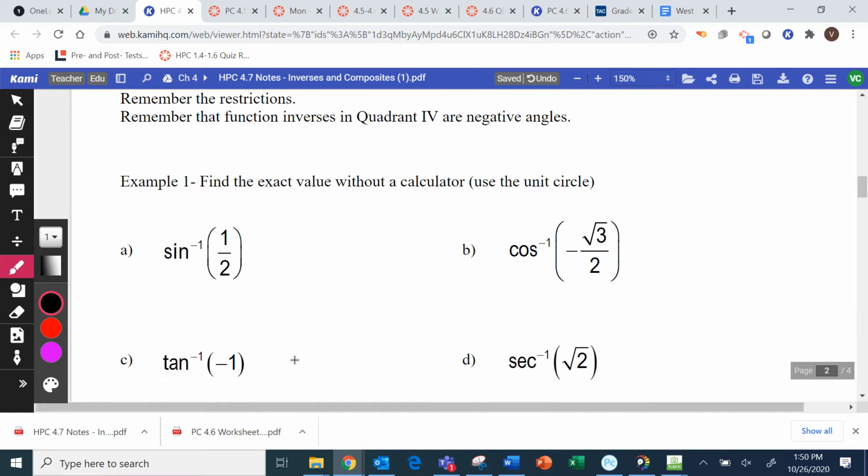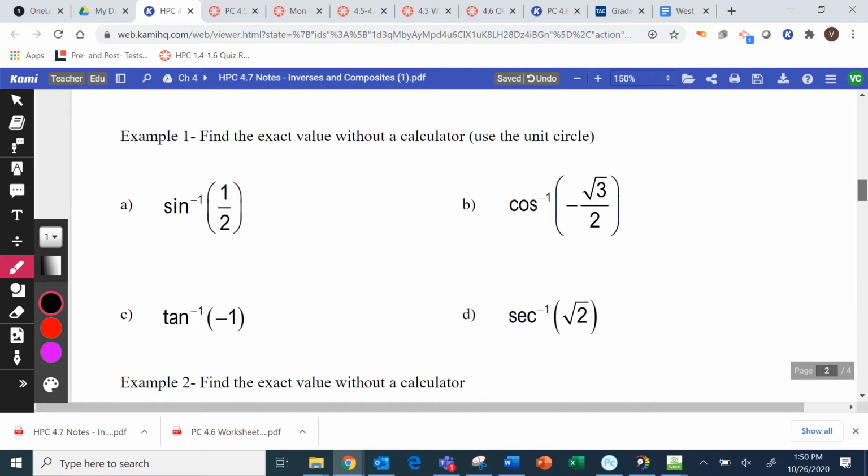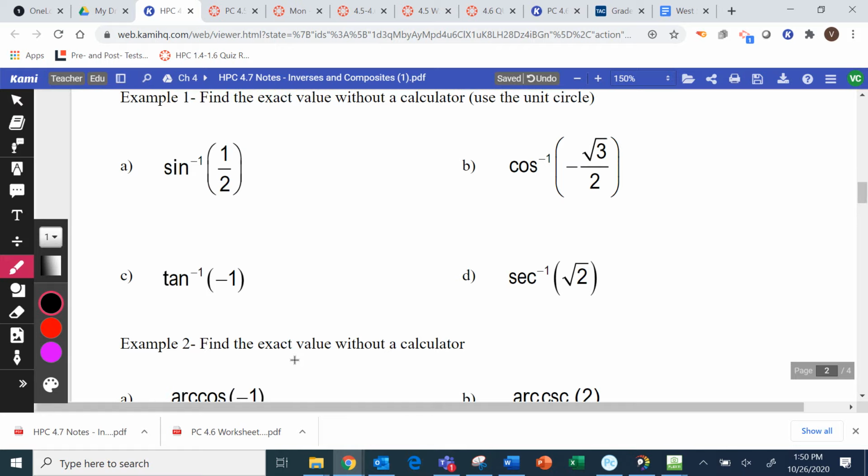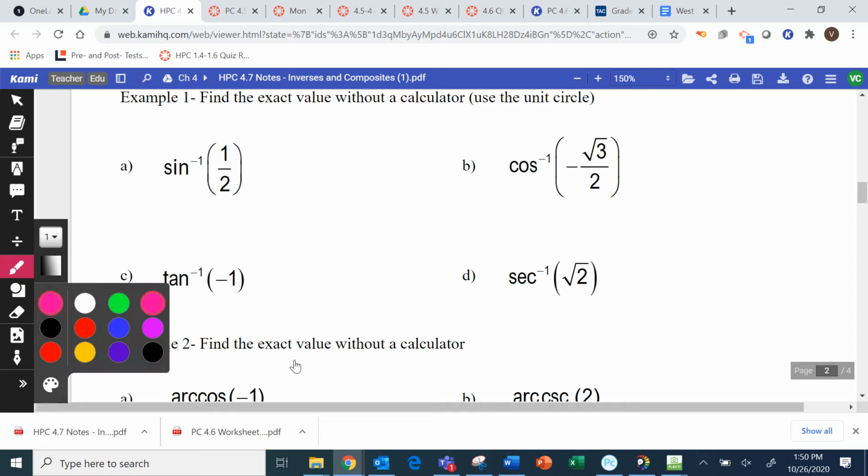All right, so the first section of this is finding exact value without a calculator, like using our unit circle values. I am going to draw pictures with them. If you don't need pictures, great. I think that they help me. So I'm going to start with sine inverse of a half. Now, when we were doing this before, there was like between 0 and 360, and we had to draw it, and we had like 2 places where sine was a half. But we're not doing that now. Now we're thinking about it being arc sine.